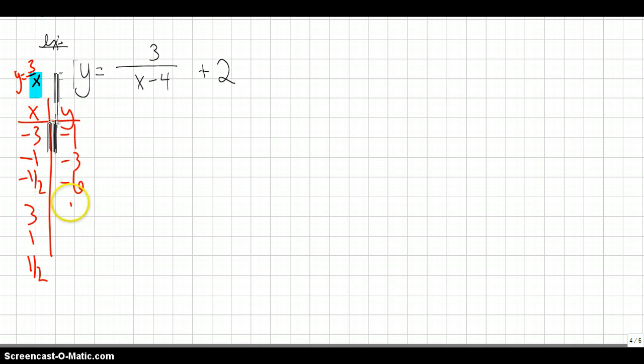If we plug in 3 for x, it's 1. Plug in 1 for x, it's 3. Plug in 1/2 for x, 3 divided by 1/2 is 6. Those are the 6 points for the parent function.